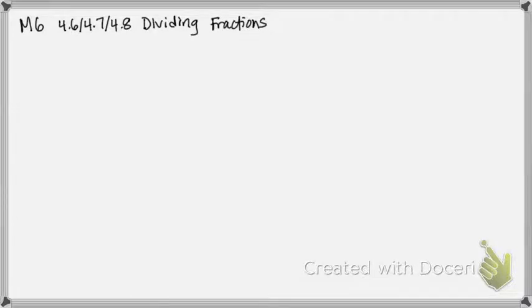Now what's going to be interesting is that a lot of these notes you've already heard before. They're very similar to multiplying with fractions, but the only thing that's different is we have to do a little prep step to change it from a division problem to a multiplication problem, and voila, we're ready to go. So let's start with the first step. We're going to go ahead and start just like we did with multiplication. Must have 2 fractions.